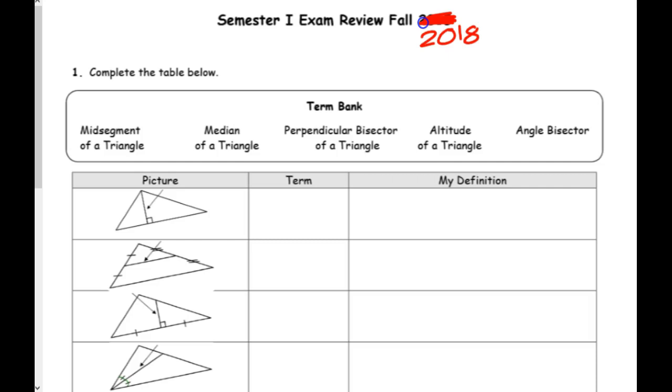Which one of these matches what in the term bank? So this, from the vertex straight down to make a right angle, is an altitude. From the vertex and makes a right angle.